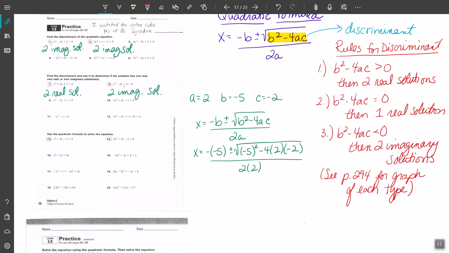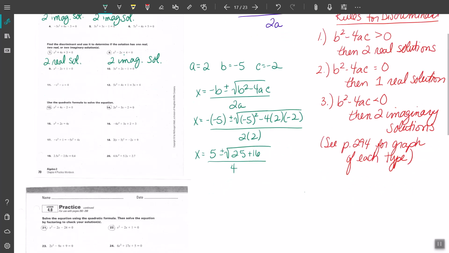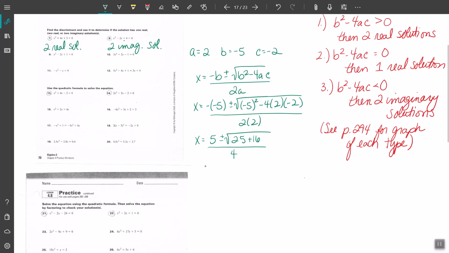Okay, and we go through and change any signs that need to be changed. This will become a +5. I'm going to take care of this square, and then I'll multiply -4, 2, and -2 together and get a +16. So right here you can see that we should expect two real solutions because 25 plus 16 is greater than 0.